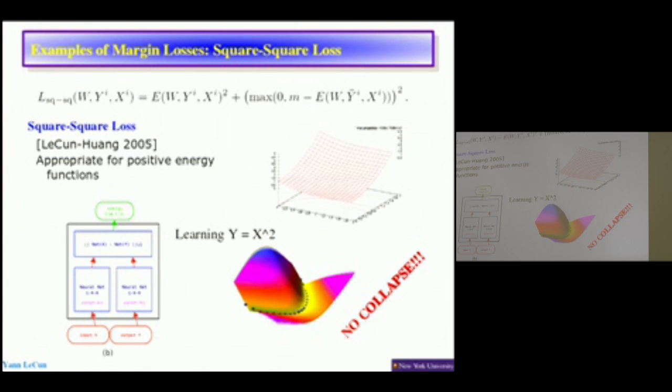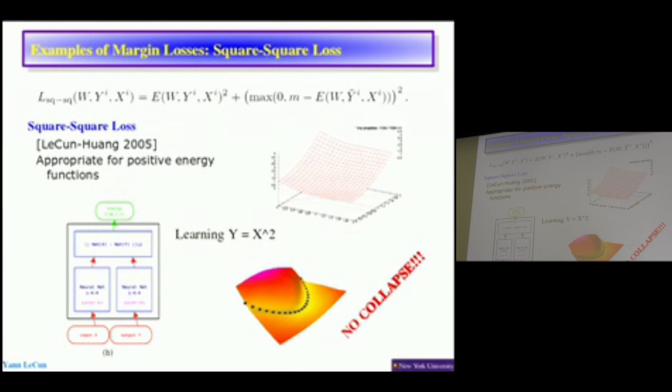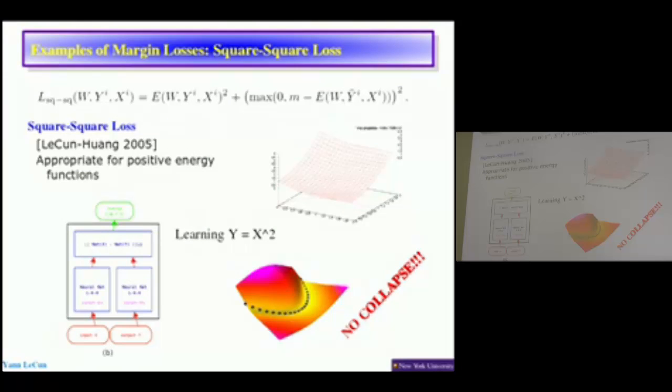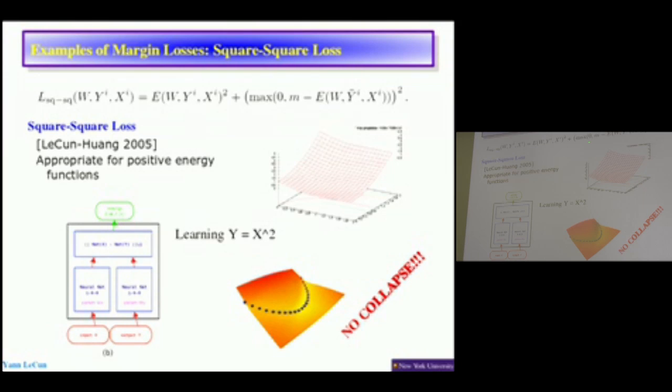So here's another example of loss. It's called square loss. It's a funny kind of margin loss, which says I want the square of the energy of the correct answer to be as low as possible, and then I want to push up the energy of the incorrect answer, the most offending incorrect answer, with a kind of quadratic term that saturates above m. So essentially, you want the energy of the correct answer to be as close to 0, and you attract it to 0 with a quadratic term.